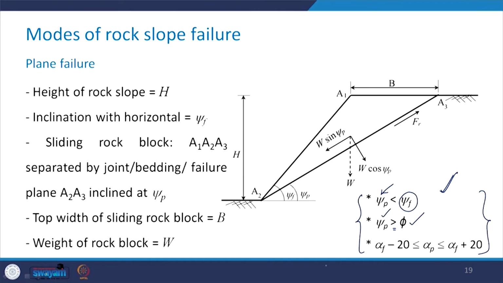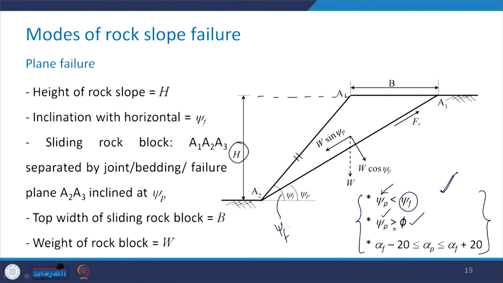Here a slope has been shown which has a height of h, and the inclination of this slope face with the horizontal is psi f.